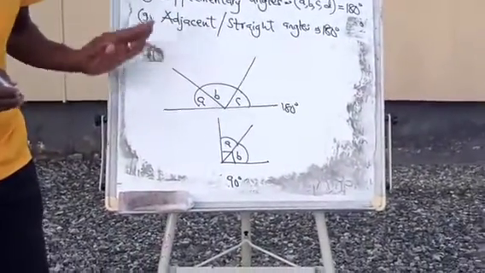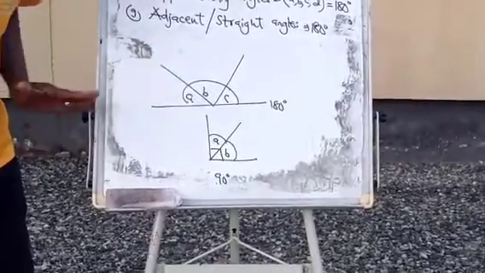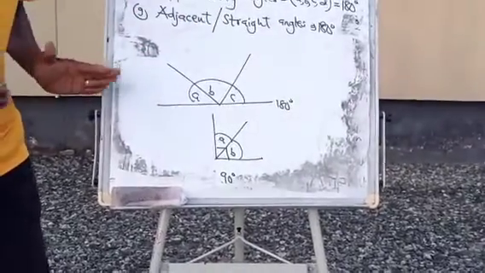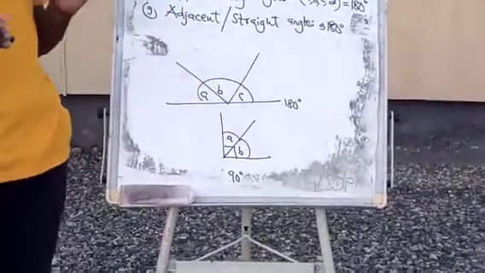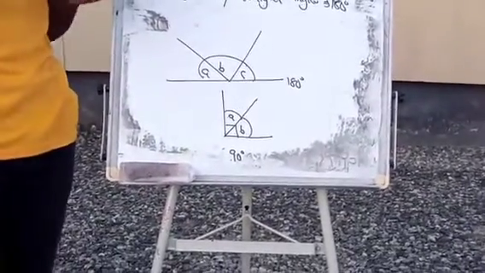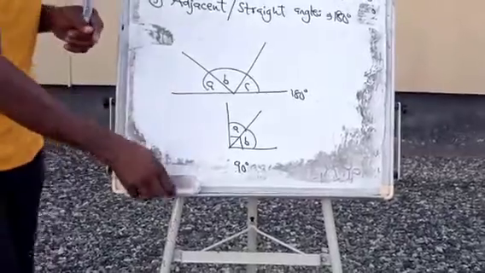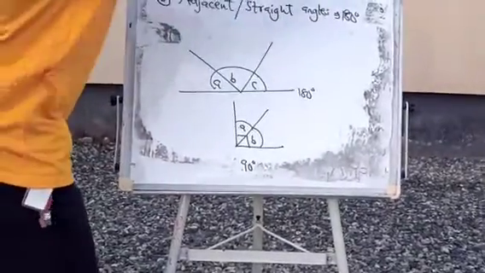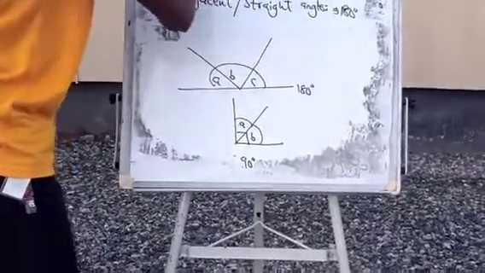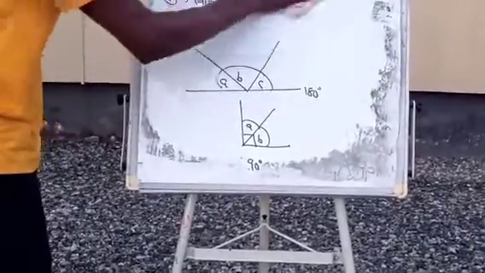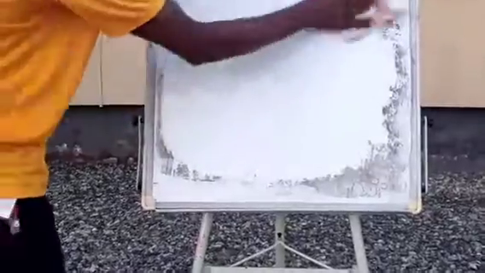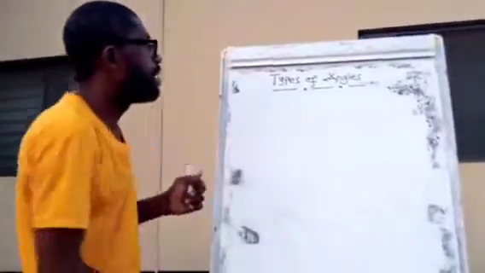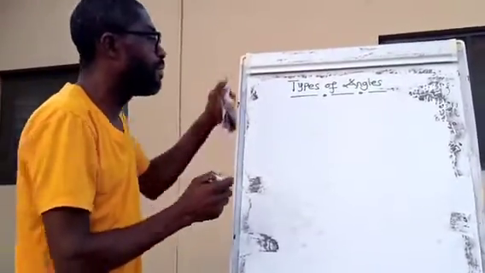But adjacent angles are only on a straight line. We even term them straight angles. They are only straight angles adding up to 180 degrees. So these are the differences of the types of angles that we have. Now let's look at some sketches on the board, and try as much as possible to identify the types of angles that we have.